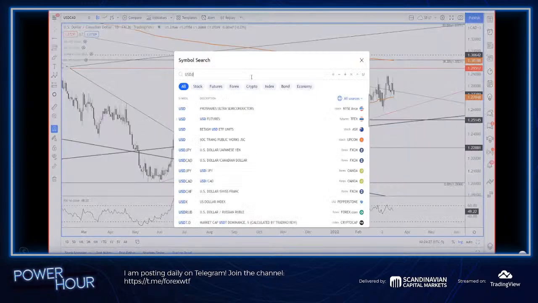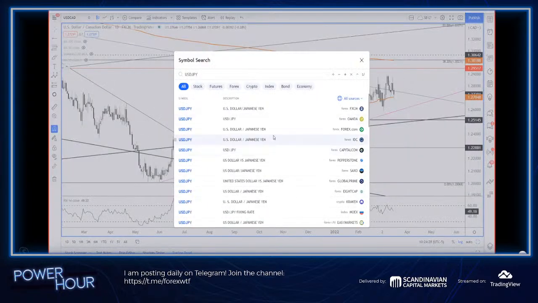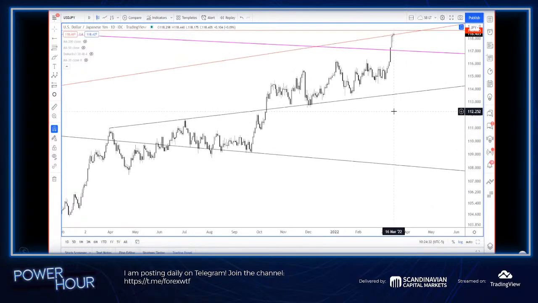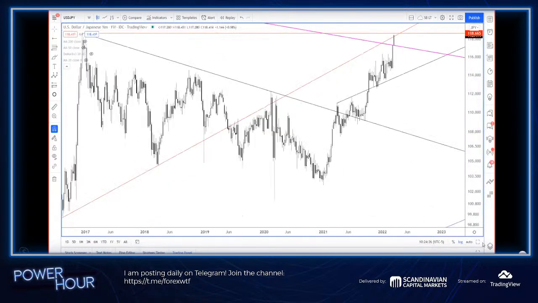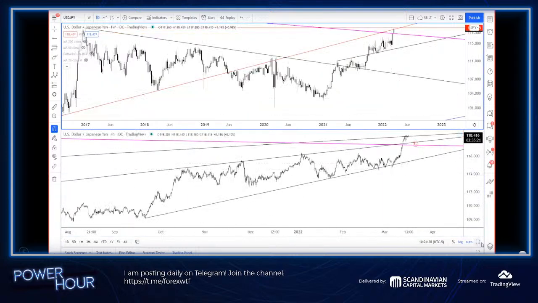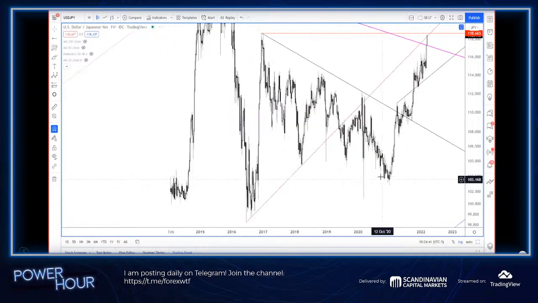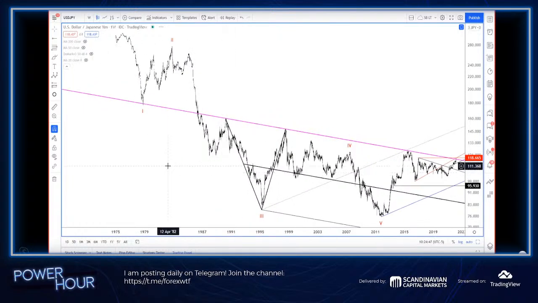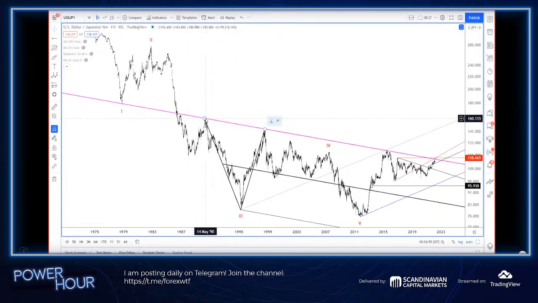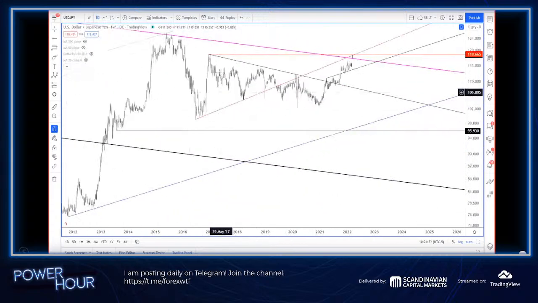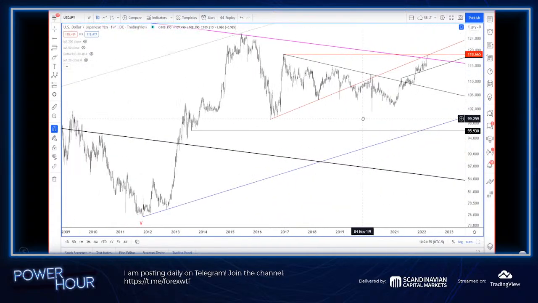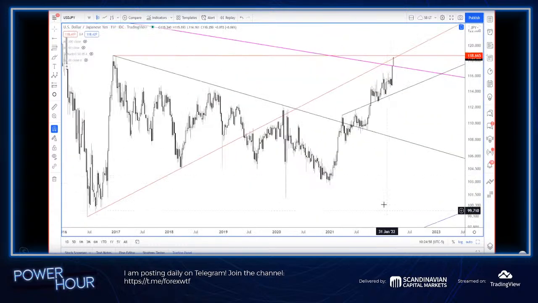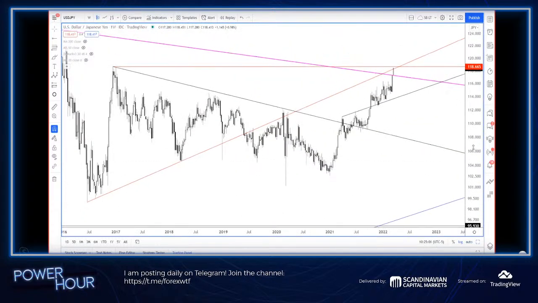All right, let's go to dollar yen, which has broken out big time. So weekly chart, we looked at this last week. We are above the trend line. That is the 1990, 1998 high, which was resistance back in 2015. Let's see where we close this week. But right now, folks, we are above that level, and we are about to tag the 2016 high, right?